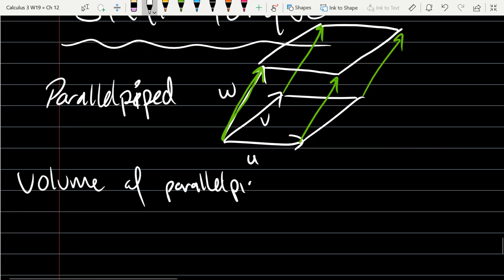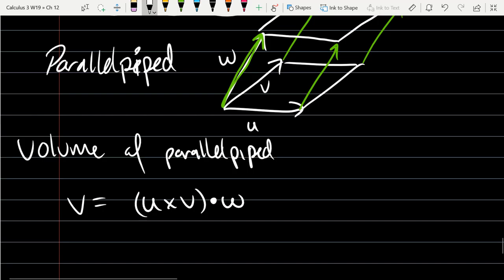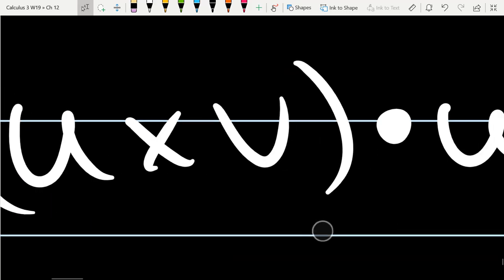So we're going to be looking for volume now. Volume of a parallelepiped. First thing, we're going to have to compute the cross product, which if I took the magnitude would give me the area of the base. So we do the cross product to get the base, and then we're going to dot with the W vector.